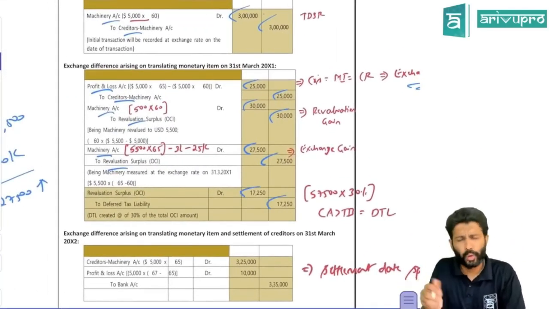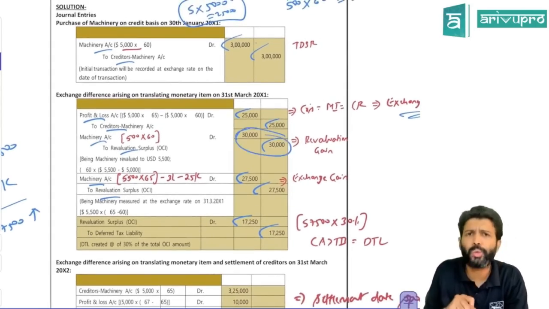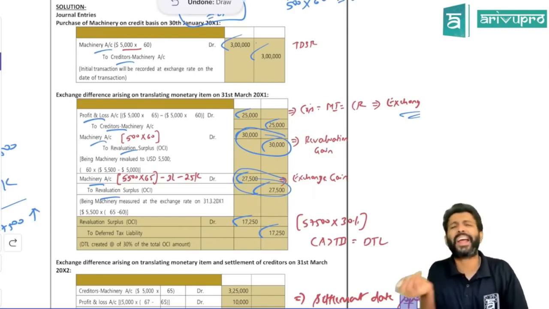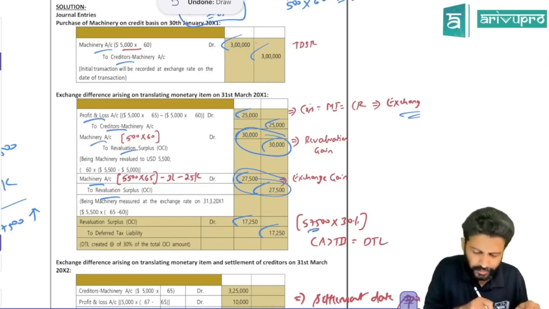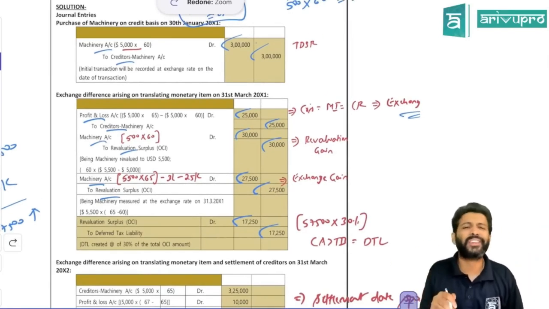Or in simple terms, if you don't want to do all this, he already knows this. Asset increased by 30,000 due to revaluation. Asset increased by 27,500 due to exchange gain. All this concept is not there in tax. That means asset value is increasing by these two amounts. So directly you can take 57,500 and multiply by 30%. No need to prepare any working note. That is your deferred tax liability.